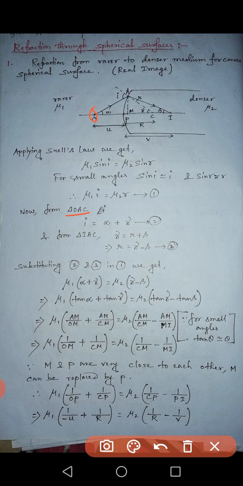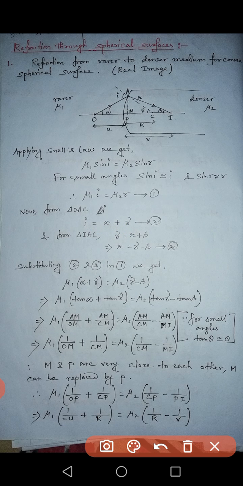So in this triangle OAC, which one is the exterior angle? If you see in the diagram nicely, this i is the exterior angle for this triangle, and the other two interior angles are alpha and gamma. We have a geometrical theorem that the exterior angle, that is i in this case, will be equal to the summation of the interior angles. Other two interior angles means except this. So which ones? Alpha and gamma. So we'll write i is equal to alpha plus gamma, equation number 2.